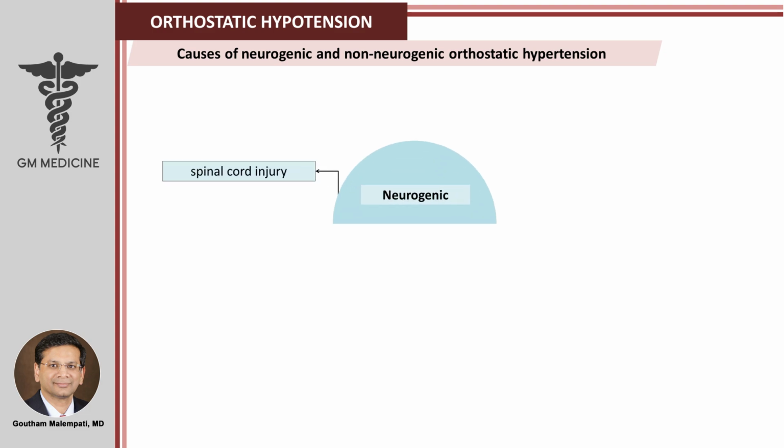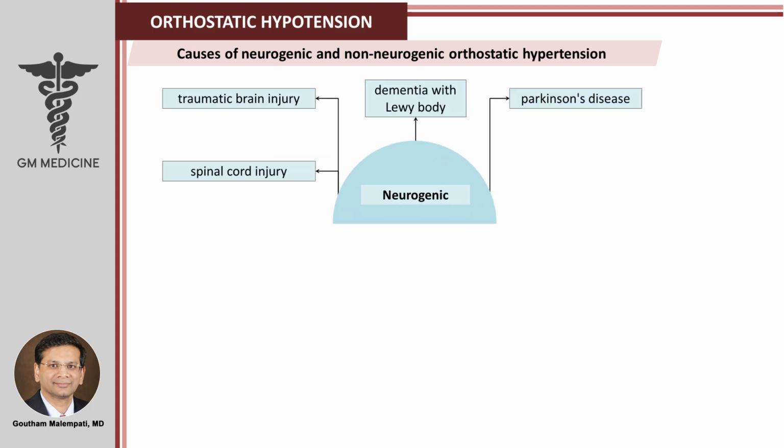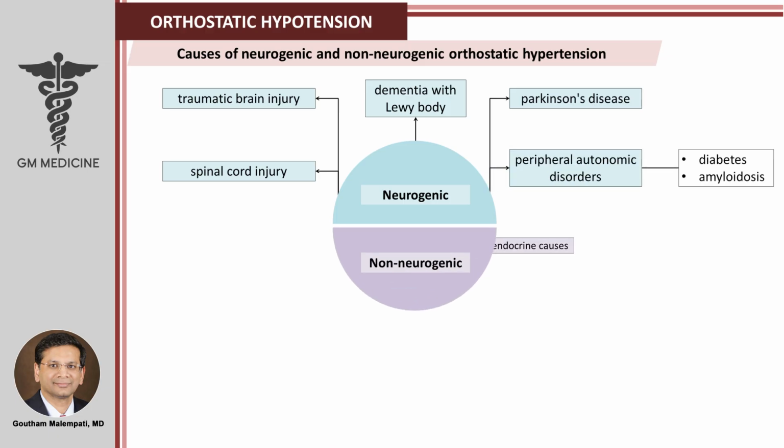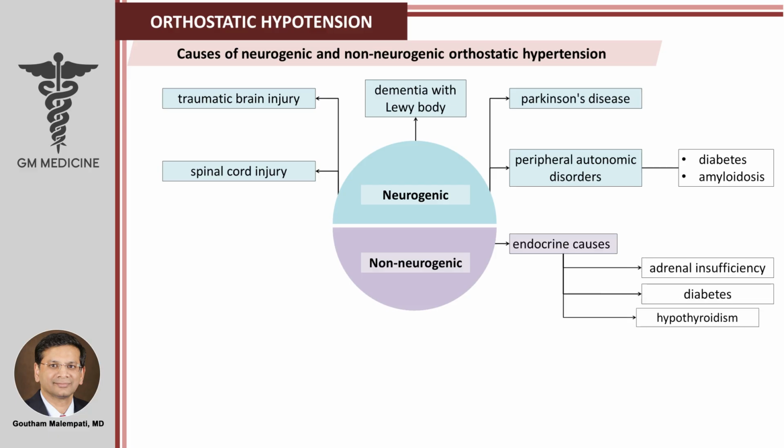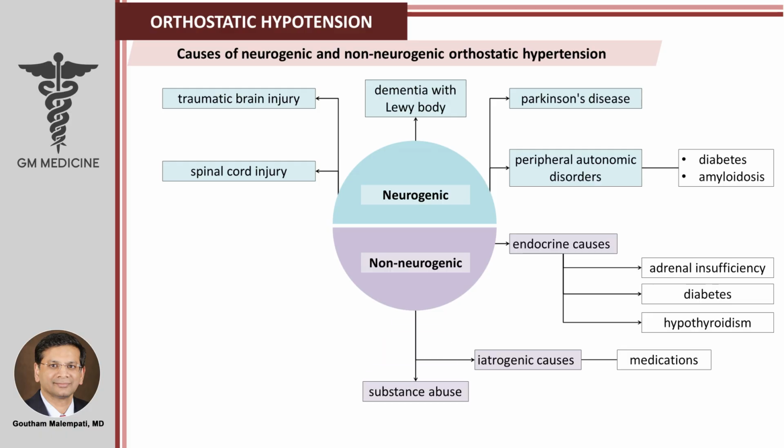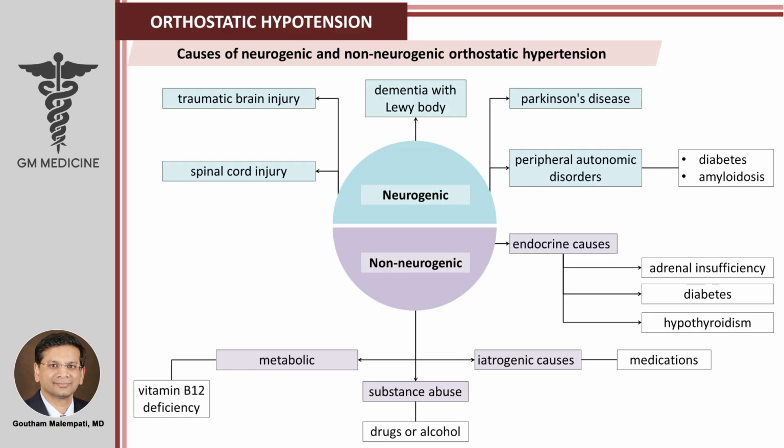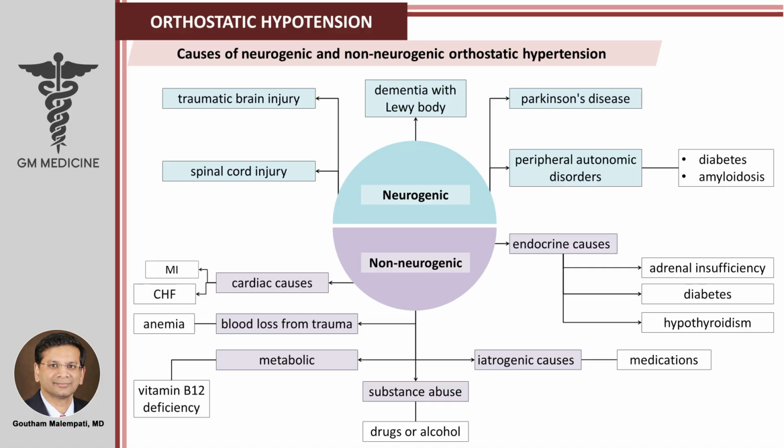Causes of neurogenic and non-neurogenic orthostatic hypotension. Neurogenic: spinal cord injury, traumatic brain injury, dementia with Lewy body, Parkinson's disease, peripheral autonomic disorders such as diabetes, amyloidosis. Non-neurogenic: endocrine causes such as adrenal insufficiency, diabetes, hypothyroidism; iatrogenic causes such as medications; substance abuse from drugs or alcohol; metabolic due to vitamin B12 deficiency; blood loss from trauma, anemia; cardiac causes such as congestive heart failure, myocardial infarction.